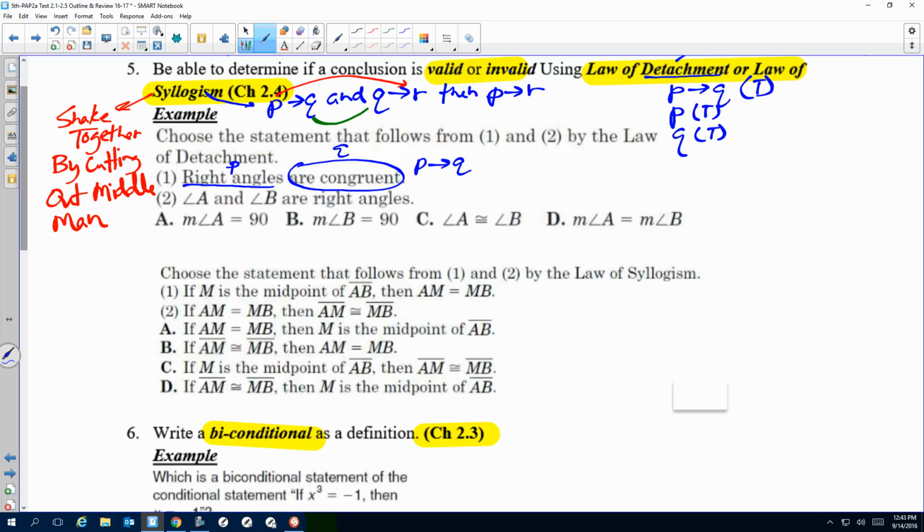And the second statement says A and B are right angles. What is that pertaining to? Because we're saying right angles, that would be what? That's a P, correct? Okay, so using law of detachment, we're going to make the conclusion. Which answer choice is the correct conclusion? C. Angle A and angle B are congruent.